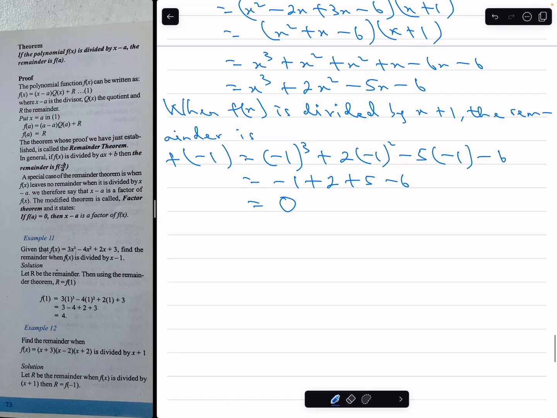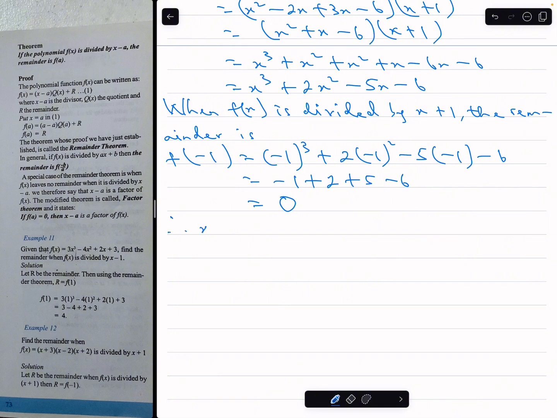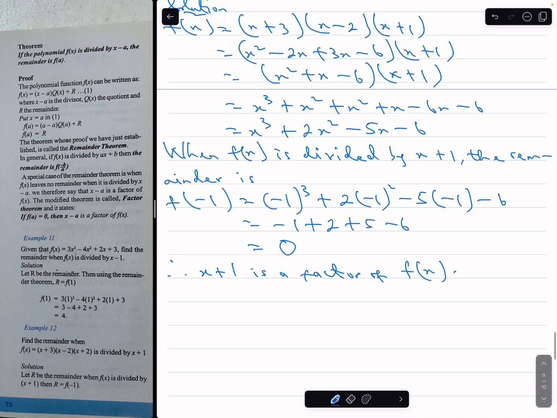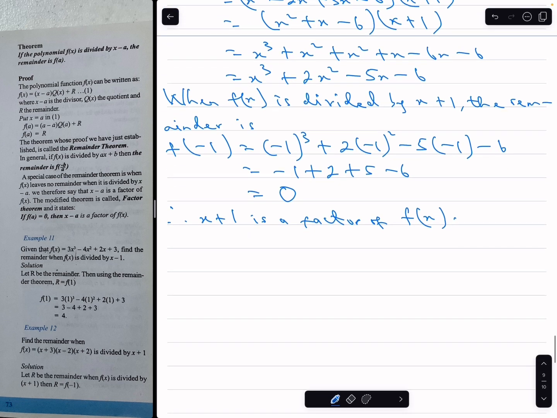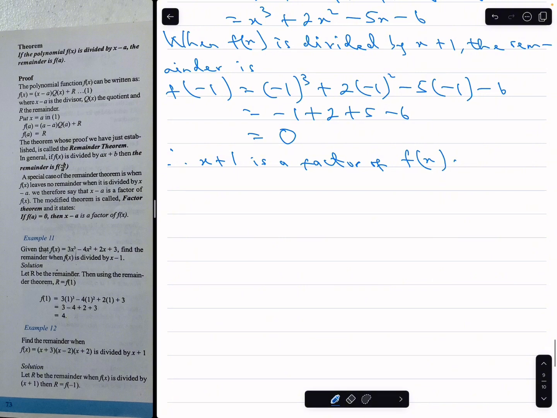If the remainder is 0, that simply means x plus 1 is a factor of f of x. Therefore, x plus 1 is a factor of f of x. That's why when we divide f of x by x plus 1, we don't get any remainder. So that's it. Now let's check by the long division method and see if the answer will be the same.